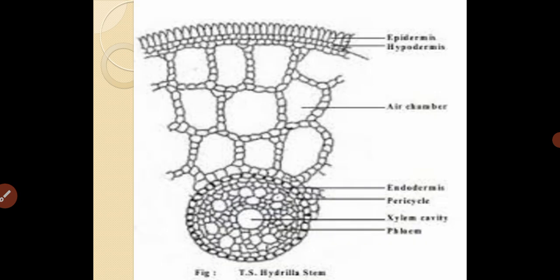As I mentioned, in this pictorial of TS of Hydrilla stem, the epidermis is a thin layer, hypodermis is poorly developed. Whereas in the cortex region, the air cavities are well developed, which help for floating, and the vascular tissues are represented as a small cavity.